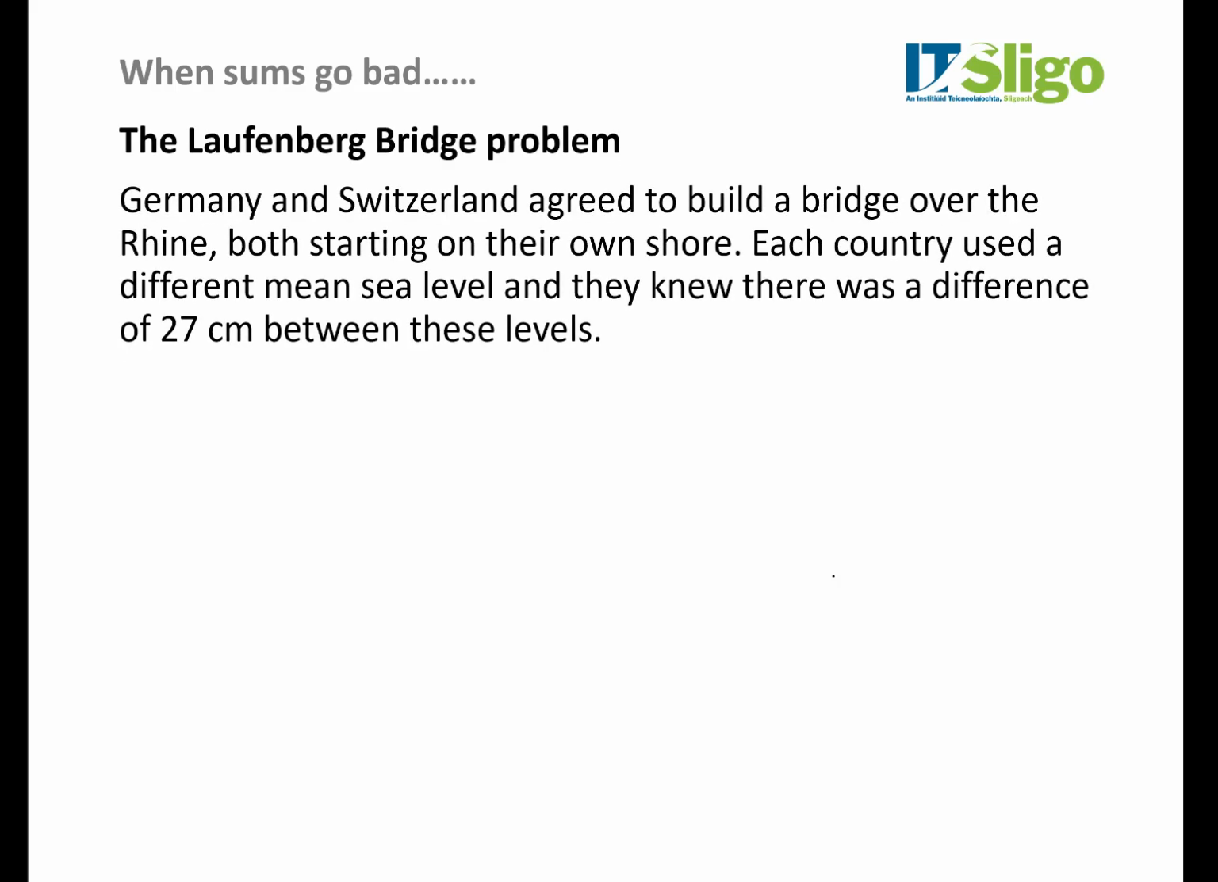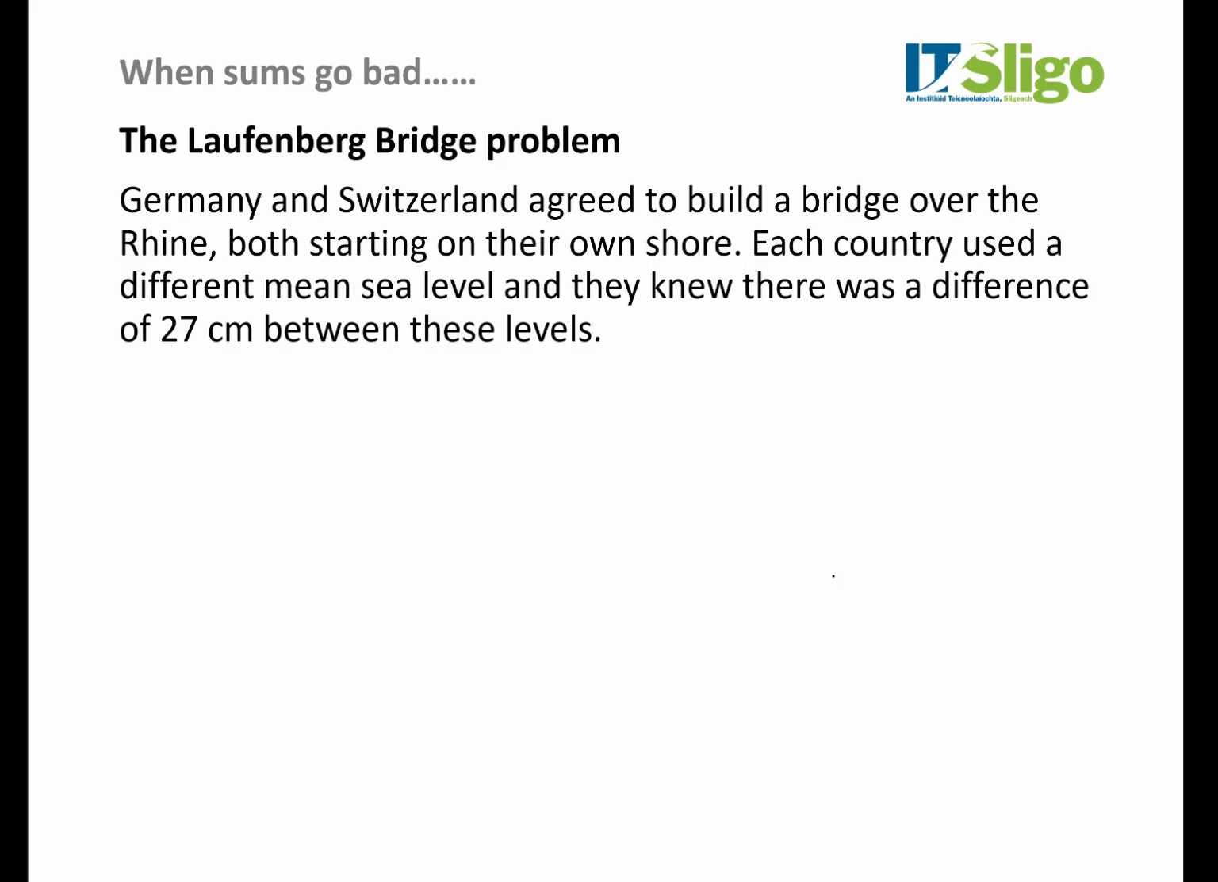So this was one of the classic problems, guys, where people screwed up plus and minus pretty badly. The Laufenberg Bridge. So Germany and Switzerland agreed to build a bridge over the Rhine, and they both started from their own shore. The problem was, though, each country actually used a different reference level. The mean sea level was actually different in both countries. I think Germany used the North Sea and Switzerland used something else. But they knew there was a difference.